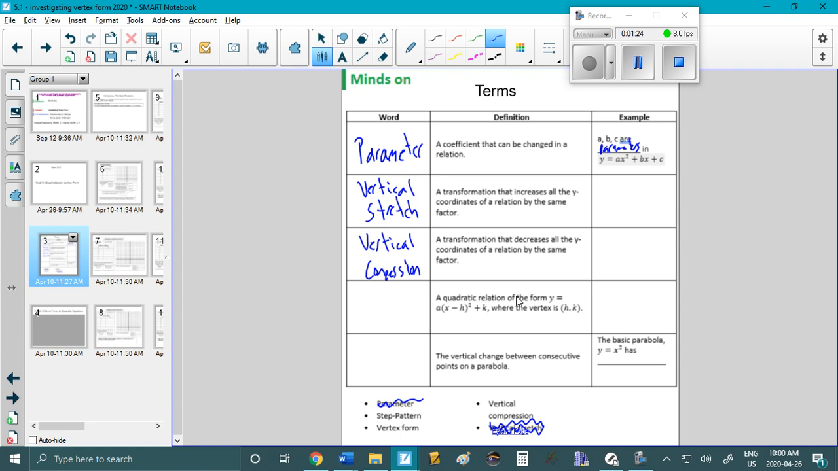A quadratic relation of the form y equals a(x minus h) squared plus k, that is vertex form. More on that in a minute. And an example could be y equals 2(x plus 1) squared minus 3. And there's like an infinite number of examples of these. That's just one to start. And you don't really know what the 2 or the 1 or the minus 3 do at this point. And that's what today's going to be about.